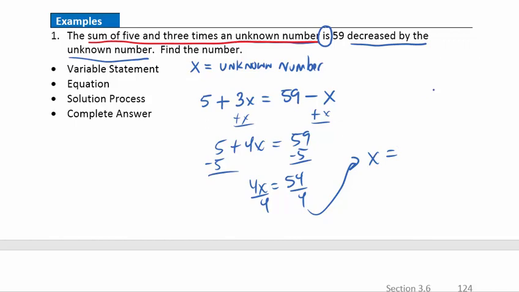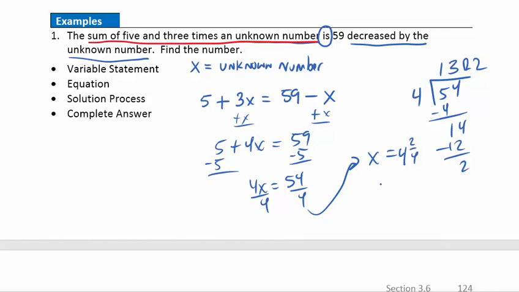I don't think it's going to go in there very evenly. So let's divide this out: 4 into 54. 4 goes into 5 once. Subtract, we get 1. Bring down the 4. 4 is going to go into 14 twice. No, 4 is going to go into 14 3 times, which is 12. So we get a remainder of 2. So it looks like we're going to get 4 and 2/4, which is the same as 4 1/2.